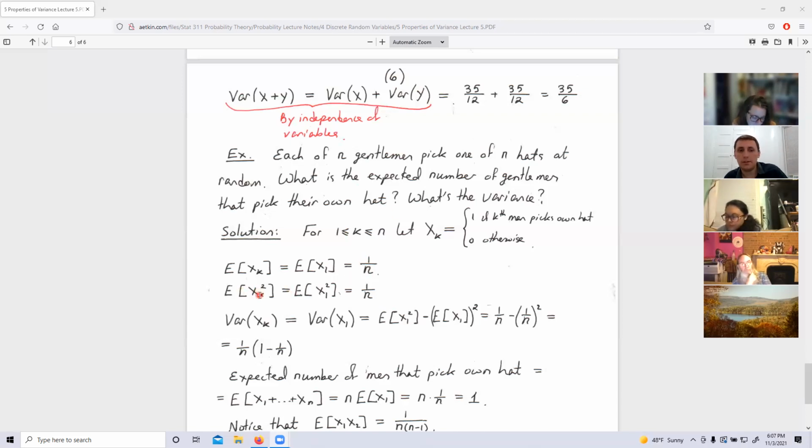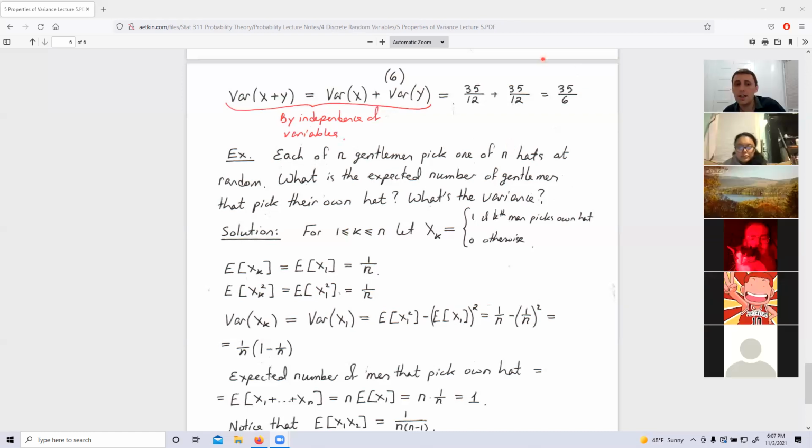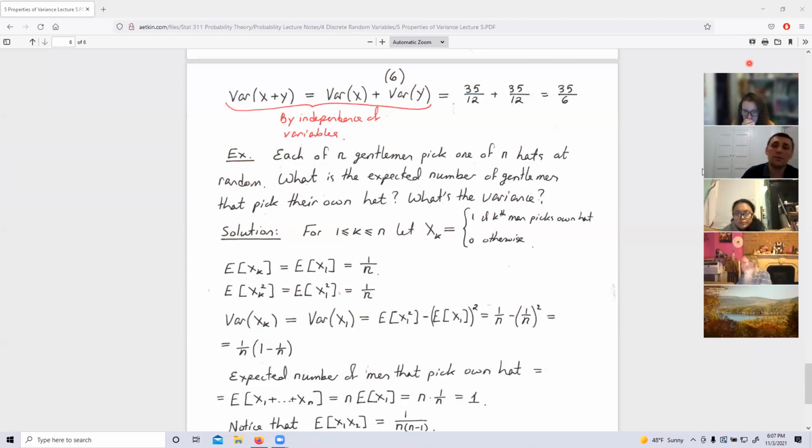Similarly, the expected value of xk squared, which is what? It's just 1 squared if the gentleman picks his hat and 0 squared otherwise, so it's still 1 over n. Do you agree? That doesn't change. That's just the probability of success. Now, what's the variance of xk? It's the same as 1 over n, this number, minus the previous number squared. So it's 1 over n times 1 minus 1 over n, yes?